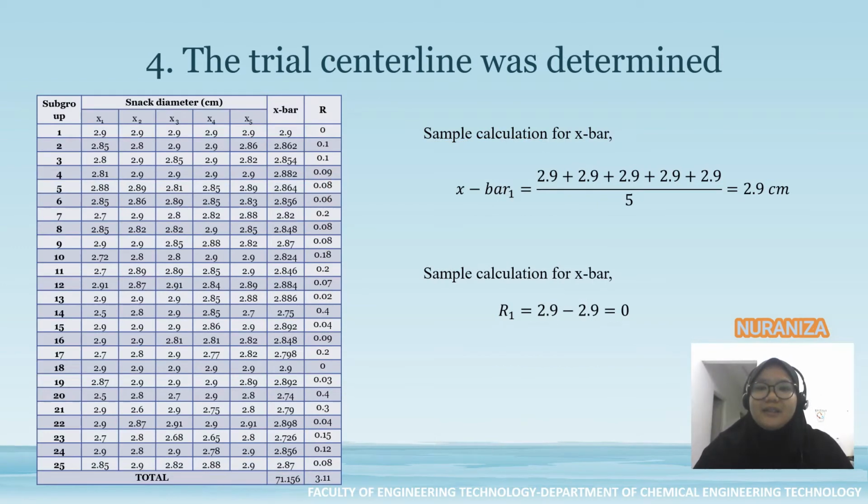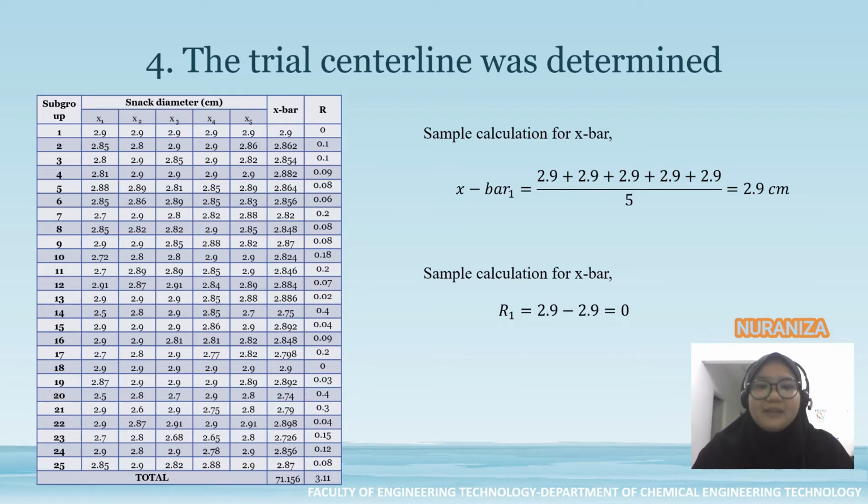The fourth step, which is the trial center line, was determined. In here, the X bar, which is the mean for each sample, is calculated, where the values for all 5 subgroup sample sizes will be added and divided by 5, as our subgroup sample size is 5, to get the average for each sample.